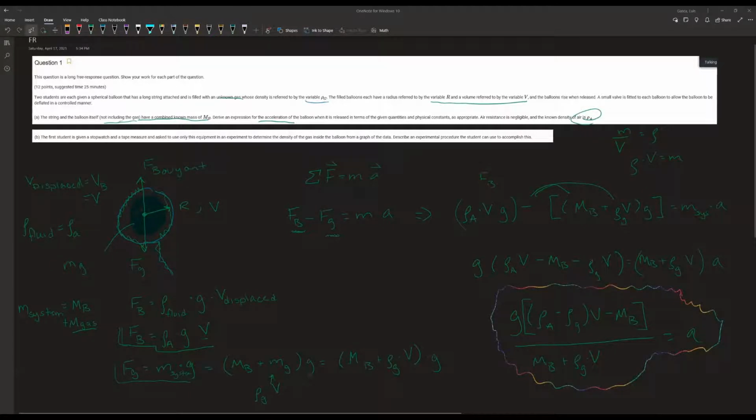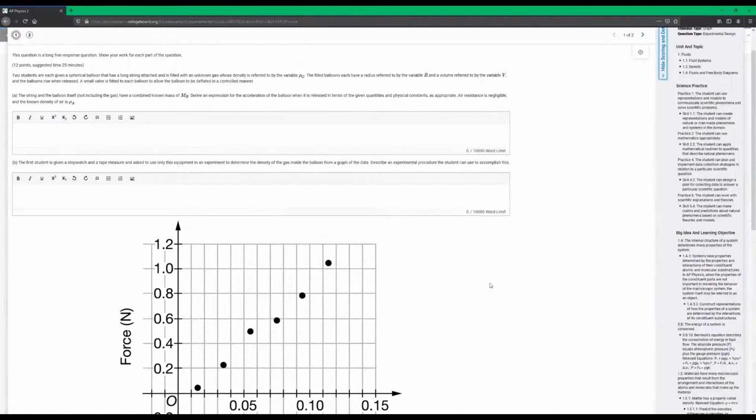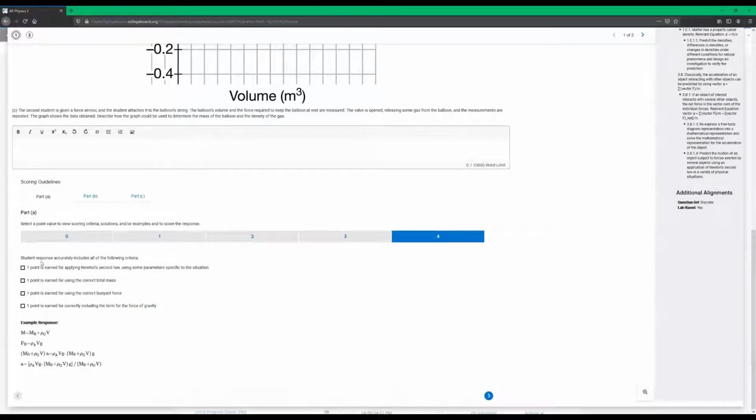So let me do a quick new share here. And so this should be Physics 2 share. And so we can see the scoring guideline for part A. 1 point is for applying Newton's second law and using some parameters specific to the situation. So you don't even have to get it exactly correct. But if you knew that you needed to use Newton's second law, that's a point.